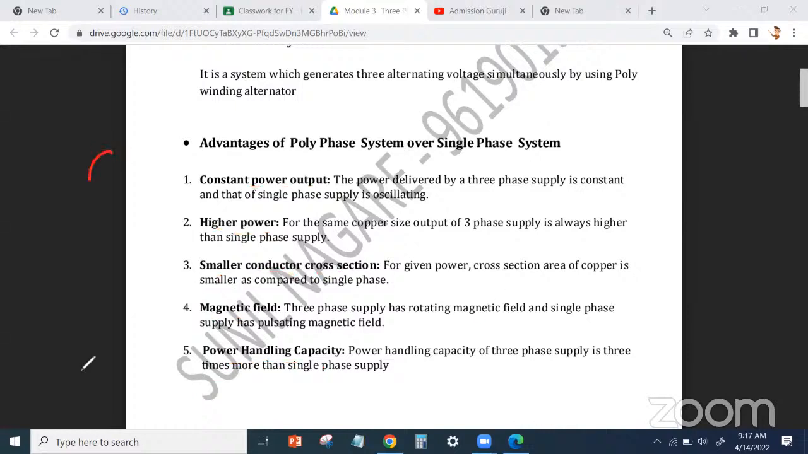Okay, let's go through it. So if you have a doubt, you can ask me, else write in the chat box that advantages of polyphase system is clear. What to write in the chat box? The advantages of polyphase system is clear.